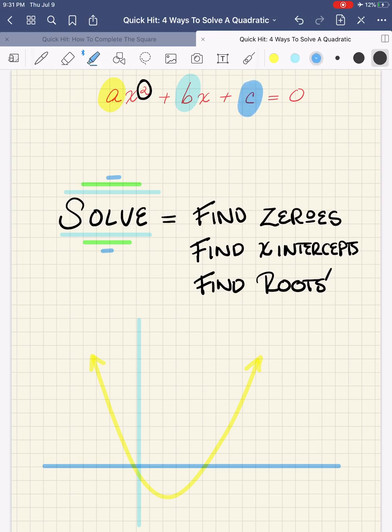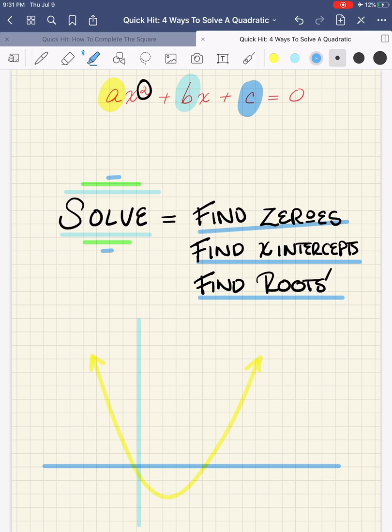Okay? What does it mean to solve a quadratic? Well, this is a little bit confusing or complicated by the fact that the test makers keep phrasing this in slightly different ways. Solving is the same as finding the zeros, which is the same as finding the x-intercepts, which is the same as finding the roots.